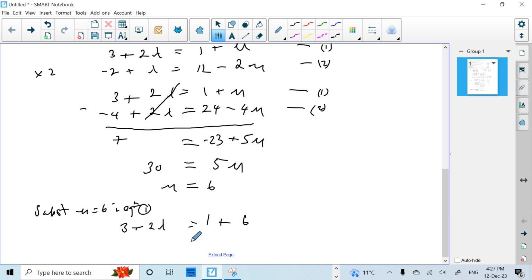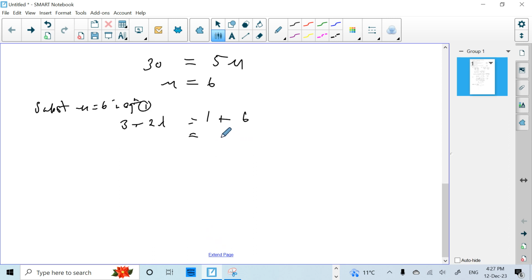So I get this equal to 7, take away 3, which is 4. So I get 2 lambda is equal to 4, which means that lambda is equal to 2.